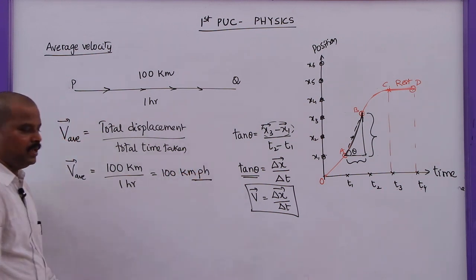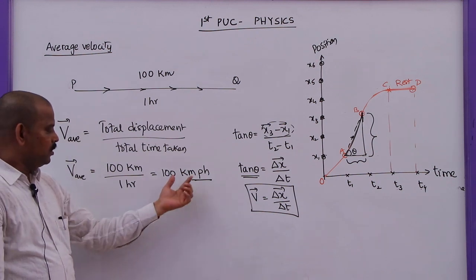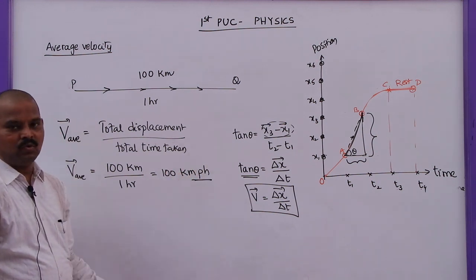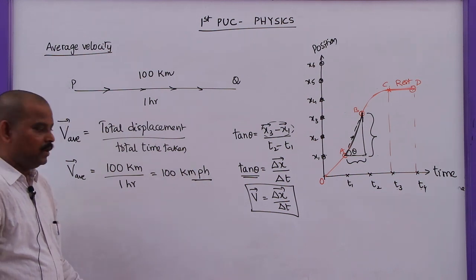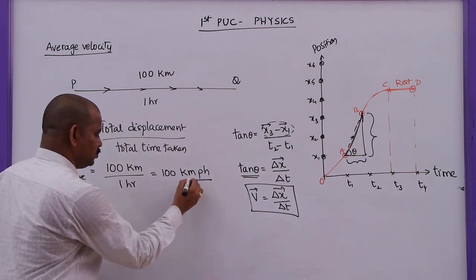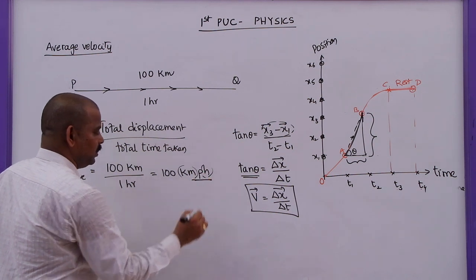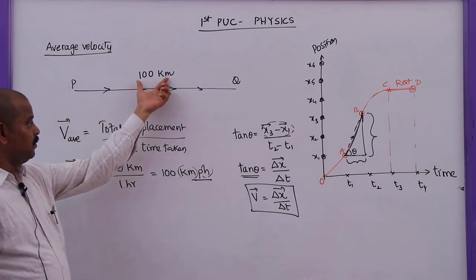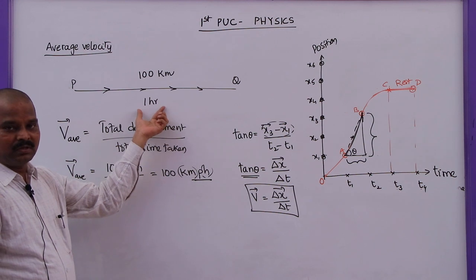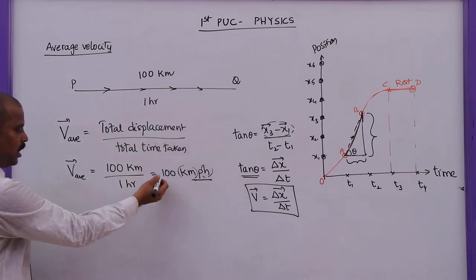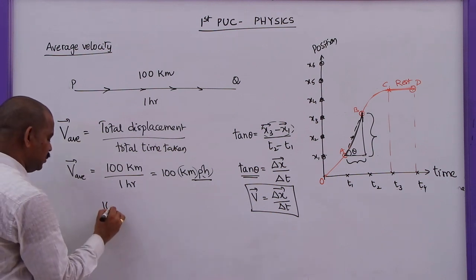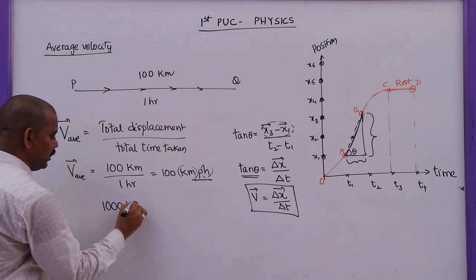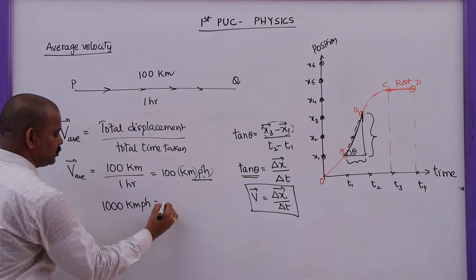This is 100 kilometer per hour. Generally we write kilometer per hour as kmph. You might have used this notation in school also. But we should not use kilometers and hours in the SI system. The distance must be measured in meters. The time must be measured in seconds. So what is this 100 kilometer per hour in the SI system? Let me write this in the SI system.